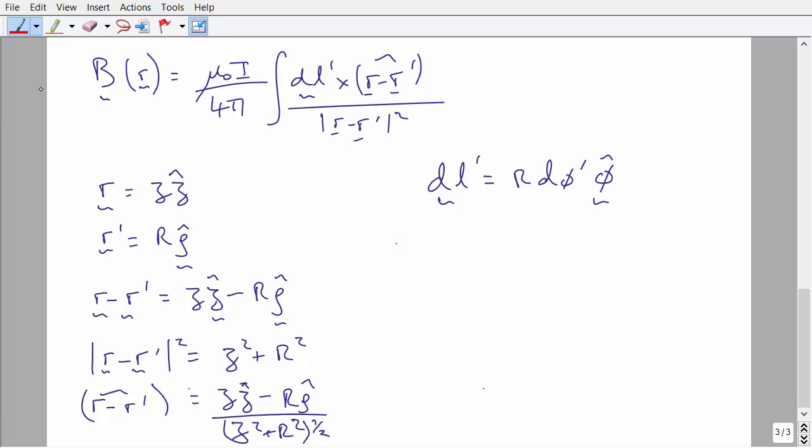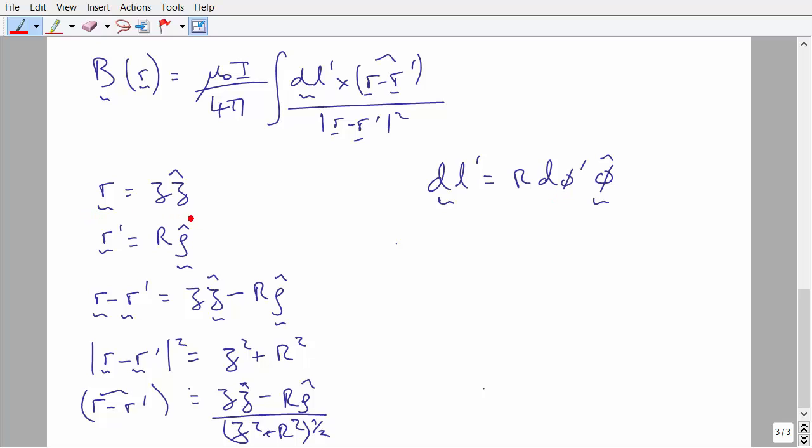Okay, so here then are all our elements. I've written down dl prime. Now I'm using cylindrical coordinates. Here is our dl prime. It is in the direction phi hat. I identified phi hat on the diagram in the previous page. So this is the cylindrical unit vector in the phi direction. dl prime in magnitude is given by the radius of the circle multiplied by d phi prime. This will become our integration variable.